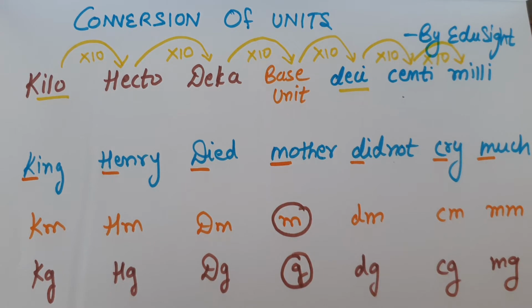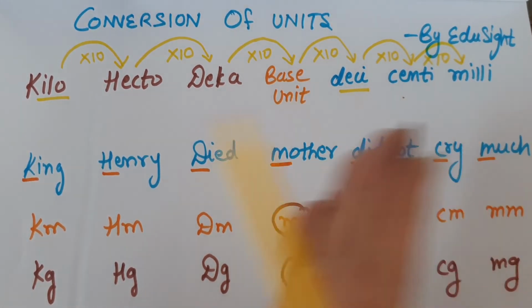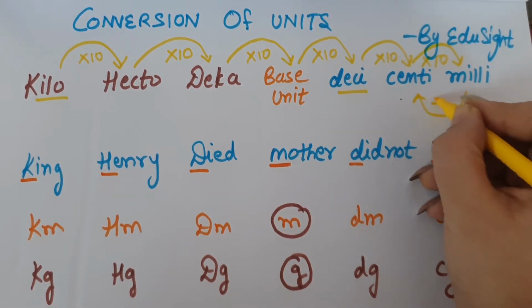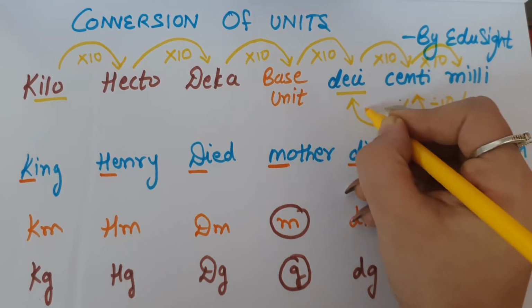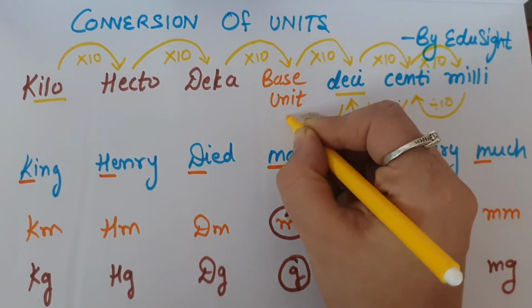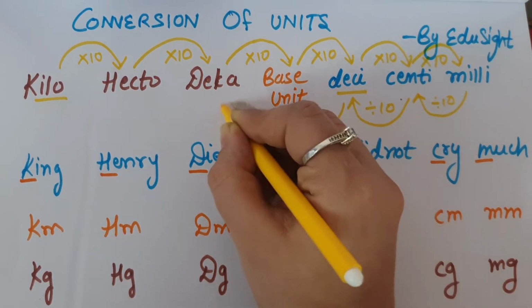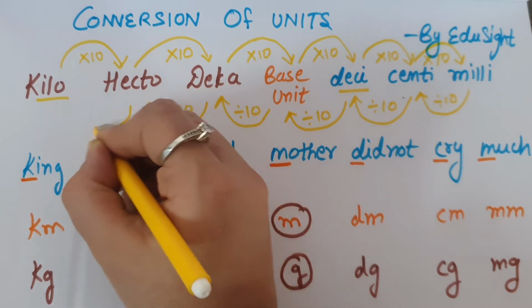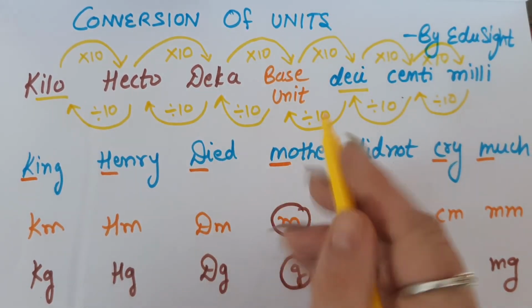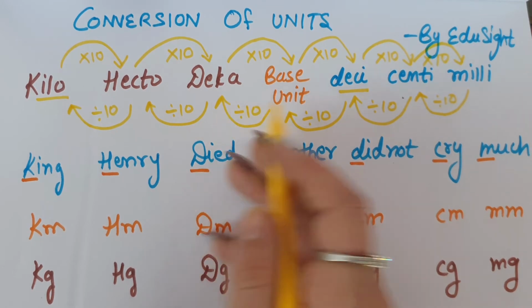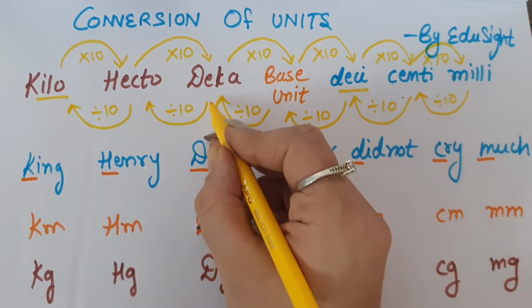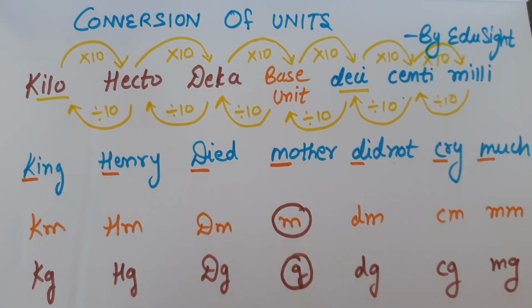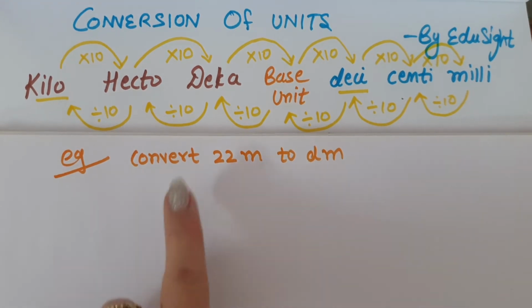In the same manner, if you want to convert from smaller unit to bigger unit, for example, milli to centi, we are going to divide by 10. In the same way, whatever unit we are changing from smaller to bigger, we are always going to divide by the number of jumps. If I want to convert deci to deca, what will I do? I can see 2 jumps are there, so I will divide by 10 2 times, which is equal to divide by 100.